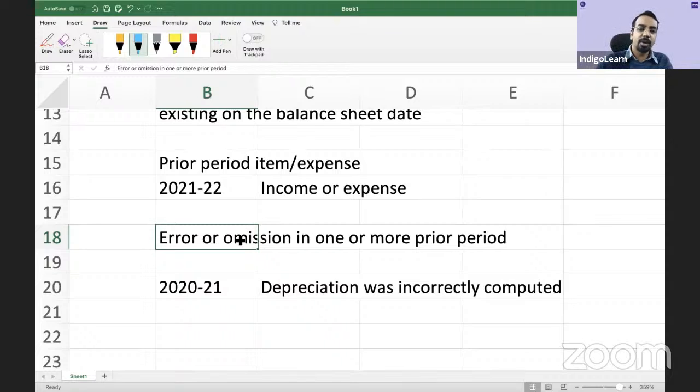You change your accounting policy for valuing of inventory from FIFO to weighted average. Is it an error? No. Is it an omission? No. Is it a change in estimate? No. It is a change in accounting policy. So changes in accounting policies are also not prior period items. Now, these are the areas which are tested in the examination. They will give you a scenario and say, is this a prior period item? Or is this a change in accounting policy? You have to understand that carefully and give your answers accordingly.